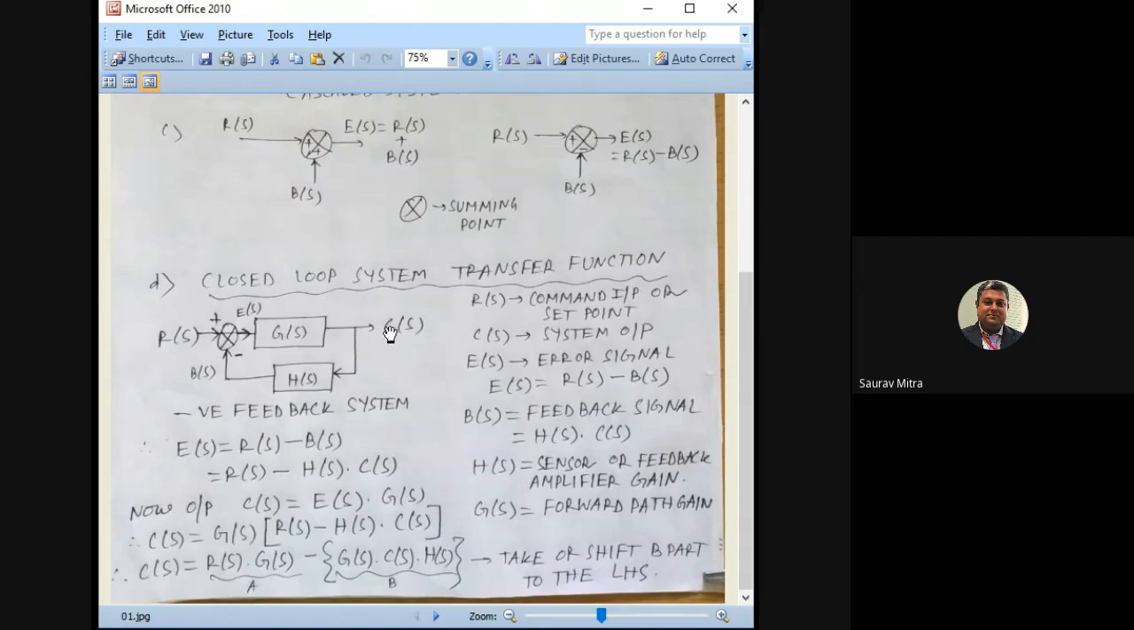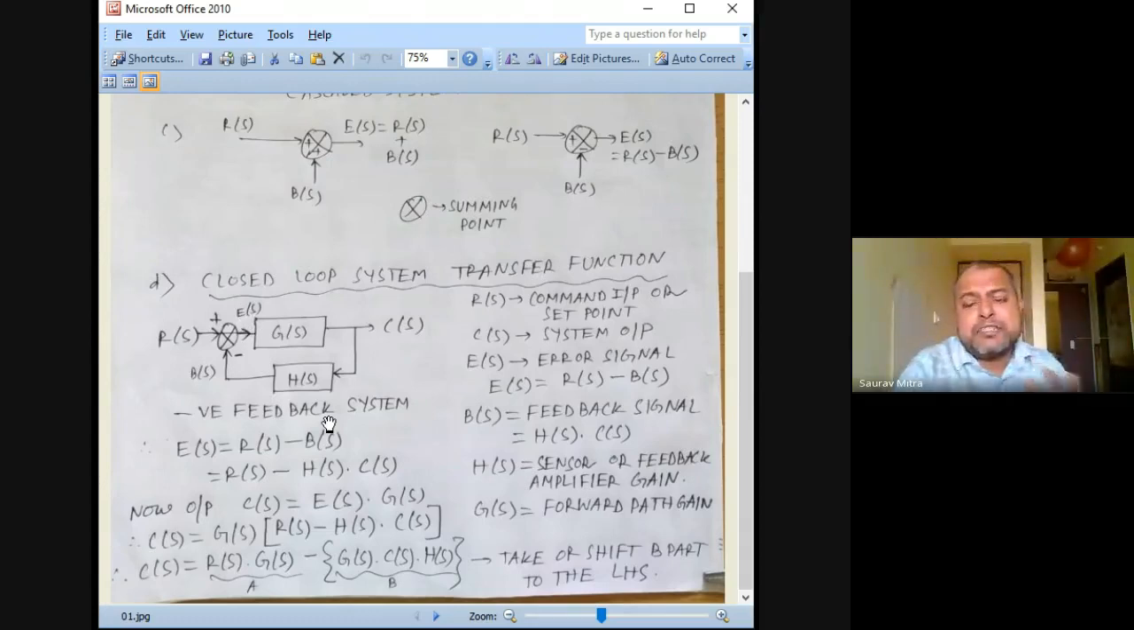From the forward path we know that output equals GS into ES, because the ES signal is coming and getting multiplied with the forward path gain GS. It is given here, forward path gain GS. So H is called the feedback gain, GS is called the forward path gain, ES is called the error signal. They all are continuous time signals. When you have taken the whole system into the Laplace domain, everything becomes S: GS, HS, ES, BS, CS, RS, all.